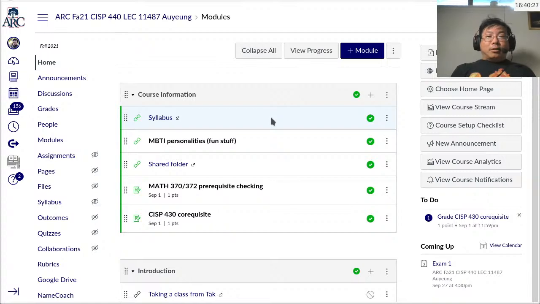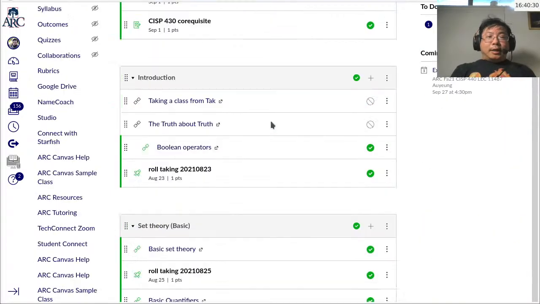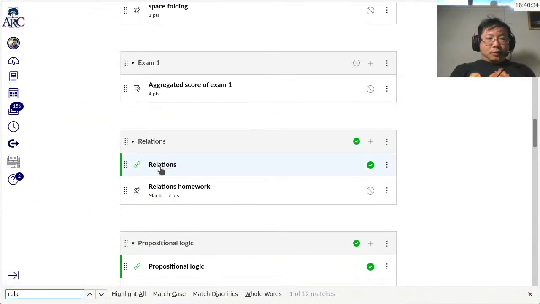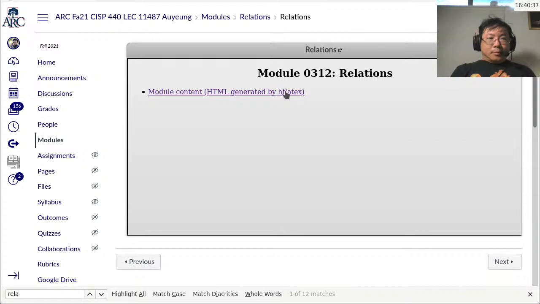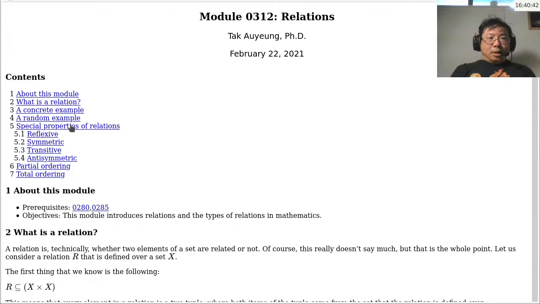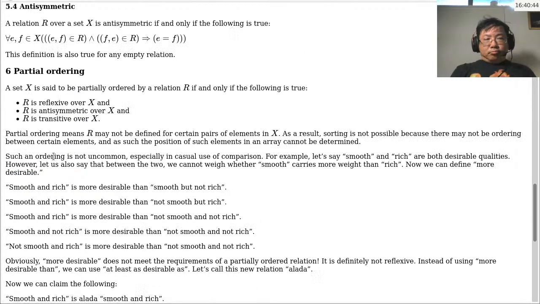I remember that we are going to talk about antisymmetric relation. So let me look for relations, and here we have it. All right, so antisymmetric is the next qualification or next property that we need to look into. A relation R over a set X is antisymmetric if and only if the following is true. In this case, we only have two quantified variables. One is E and one is F.